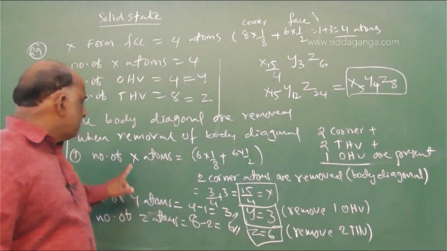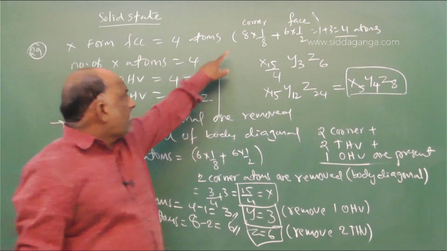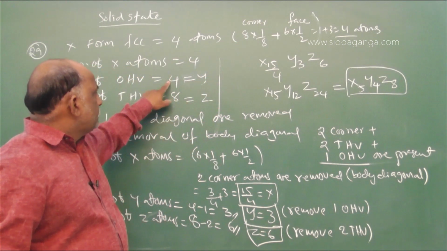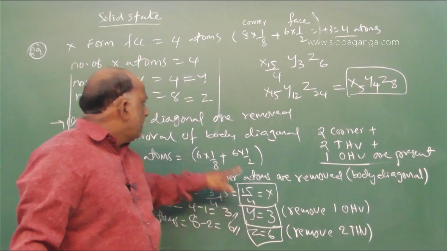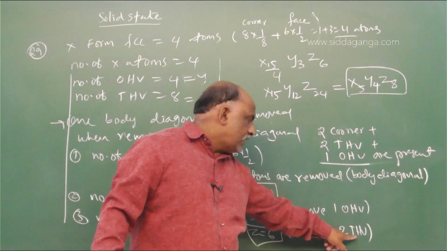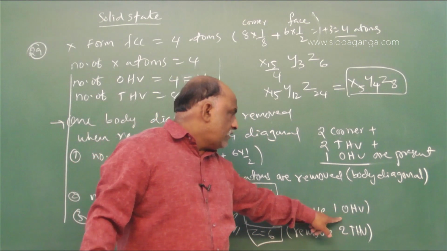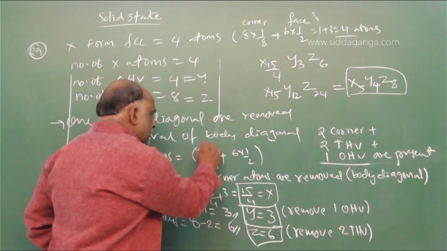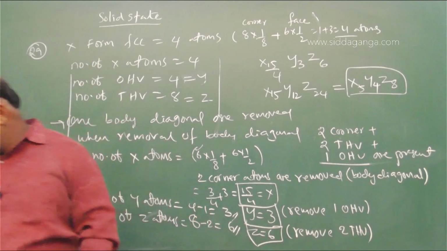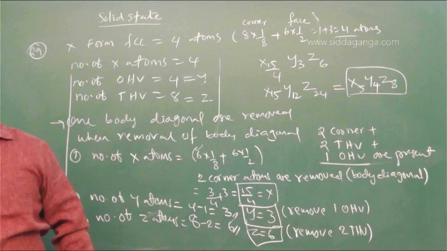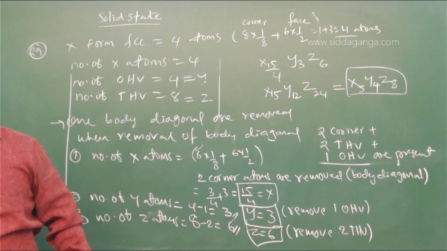Then what happens? Out of 8 corners, we are left with only 6 corners. Total octahedral voids 4 minus 1 is 3. Tetrahedral voids 8 minus 2 is 6, because 2 tetrahedral voids and 1 octahedral void are removed. Here 2 corner atoms are removed, that's why we should write 6 here. Clear? And next, question number 30.